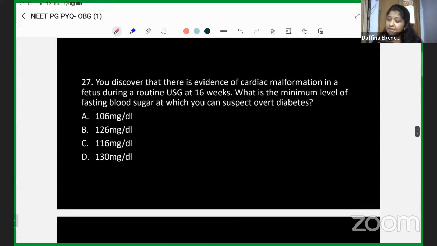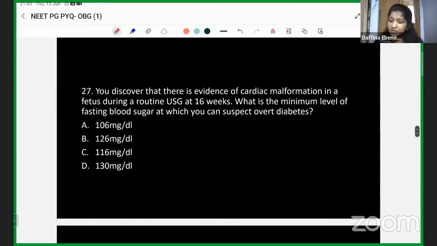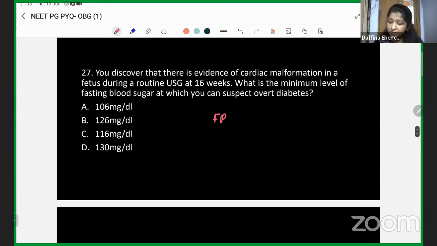You discover evidence of cardiac malformation in a fetus during a routine ultrasound at 16 weeks. What is the minimum level of fasting blood sugar at which you can suspect overt diabetes? Any form of congenital malformation, we've already discussed in our class on diabetes. Is it common in pregestational or gestational diabetes? It is common in pregestational diabetes because blood glucose levels are going to be increased from day one. So free radical injury and fetotoxicity are going to happen from day one in pregestational diabetes. What is the cutoff for diagnosing pregestational diabetes is what they've asked. It's a very straightforward question. As you already know, the cutoff is similar to adult levels only.